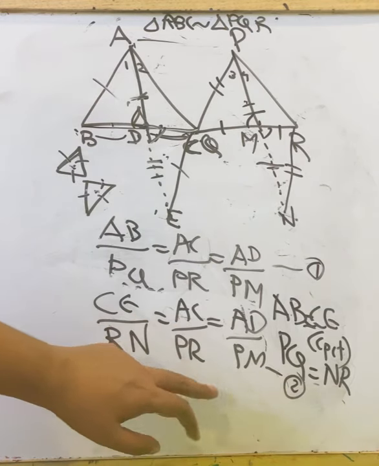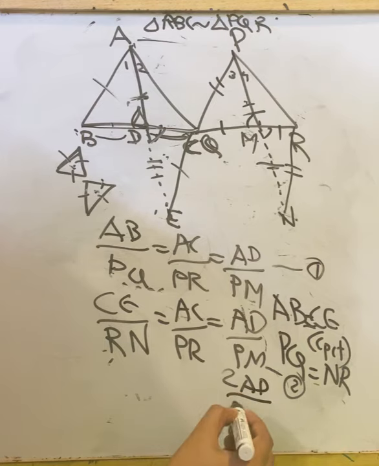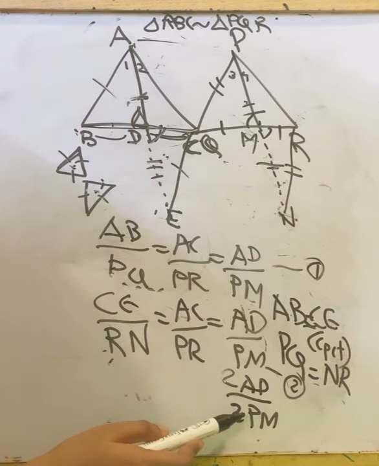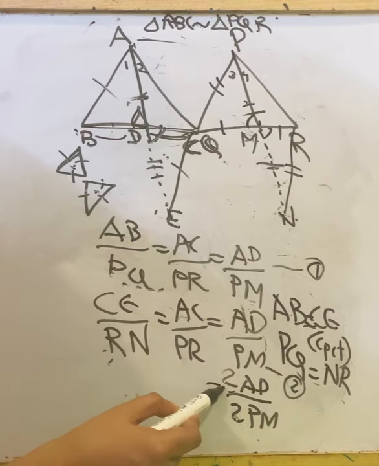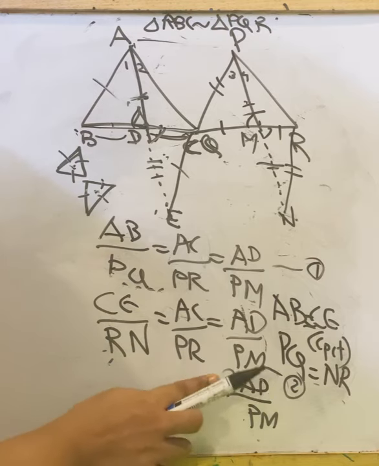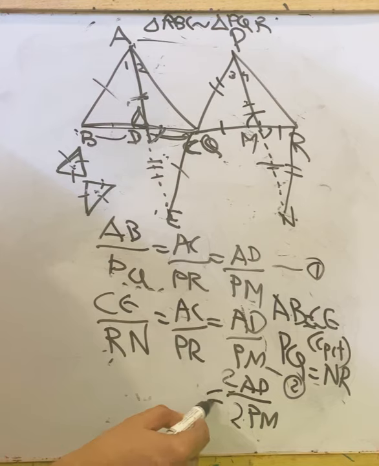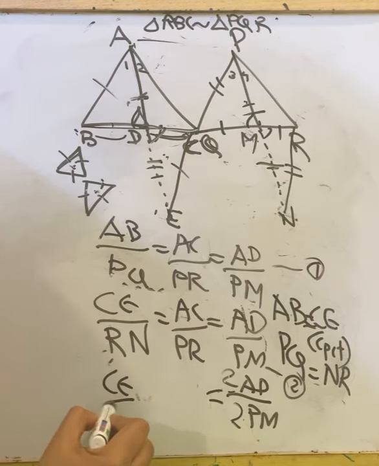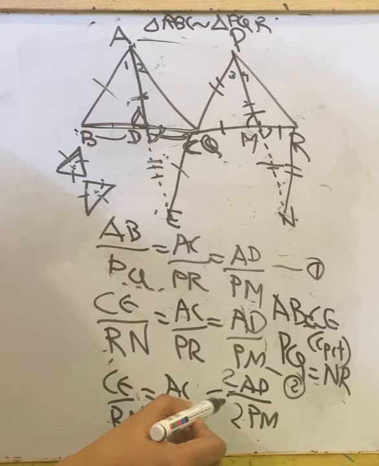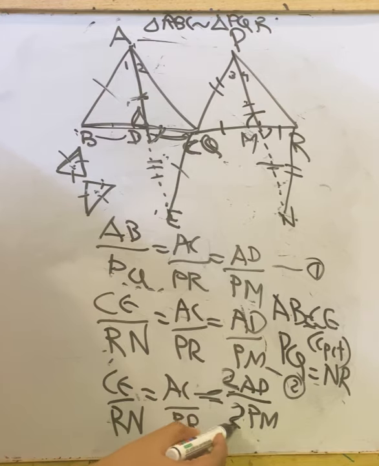Now we can see AD by PM here. Instead of AD by PM, I am going to write 2AD by 2PM. As I am multiplying a 2 in numerator and 2 in denominator, the balance is there. Otherwise, we don't have the balance, it is not equal. Here we are multiplying 2 on both numerator and denominator. So we can write the same steps here, CE by RN equal to AC by PR. It will not make any change in the equality because there is a 2 in the numerator and 2 in the denominator.